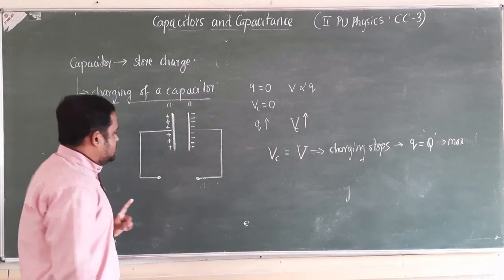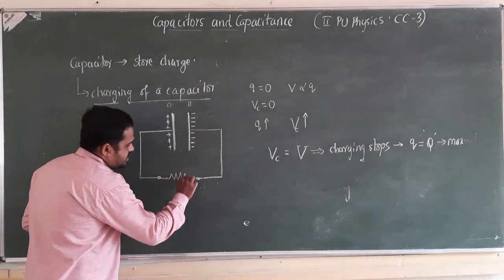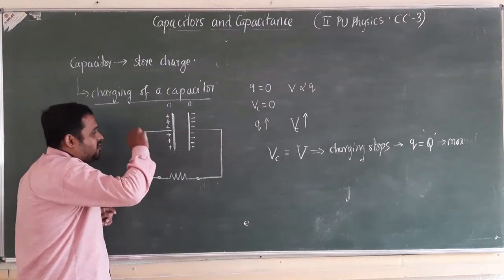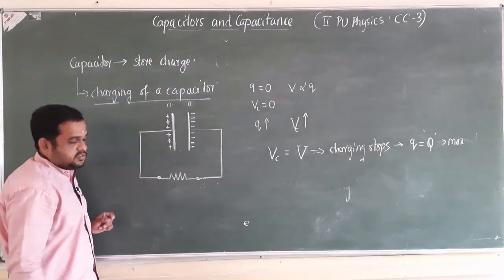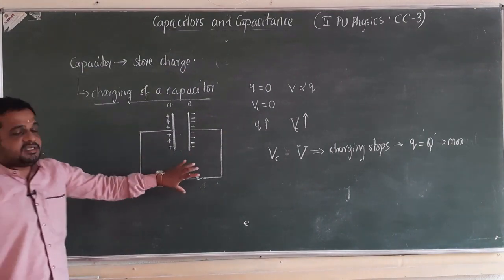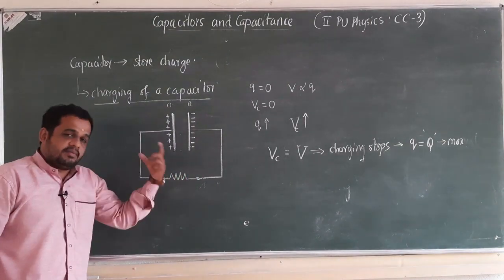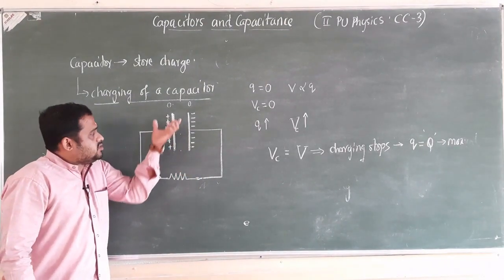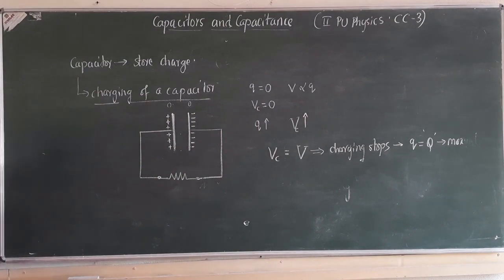After fully charging the capacitor, if this capacitor is connected to some external component, for example a resistor, there will be a flow of charges from one plate to another, actually electrons from here to here, negative to positive, so that discharging of the capacitor takes place. After fully charging the capacitor, if you remove the battery and connect some other component, a resistor or a bulb, to the capacitor, then charges will flow from one plate to another, so the amount of charge stored in the capacitor decreases, and the process is called discharging of a capacitor.